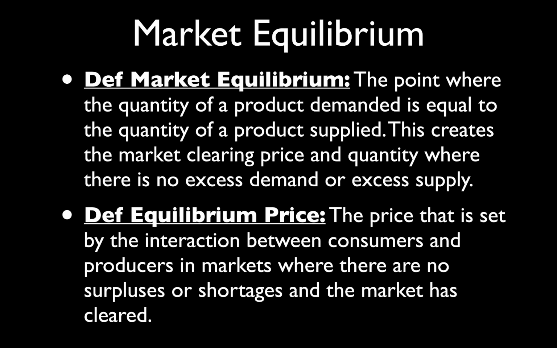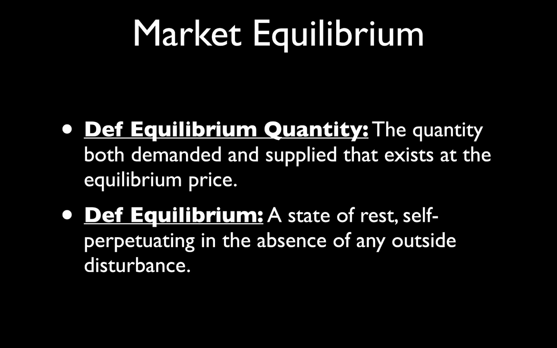What's the definition of equilibrium price? The price that is set by the interaction between consumers and producers in markets where there are no surpluses or shortages and the market has cleared. All of this will make further sense in later videos. Equilibrium quantity, the quantity both demanded and supplied that exists at the market price. And then a definition of equilibrium, I suppose we'll put this in here. A state of rest, self-perpetuating in the absence of any outside disturbance.